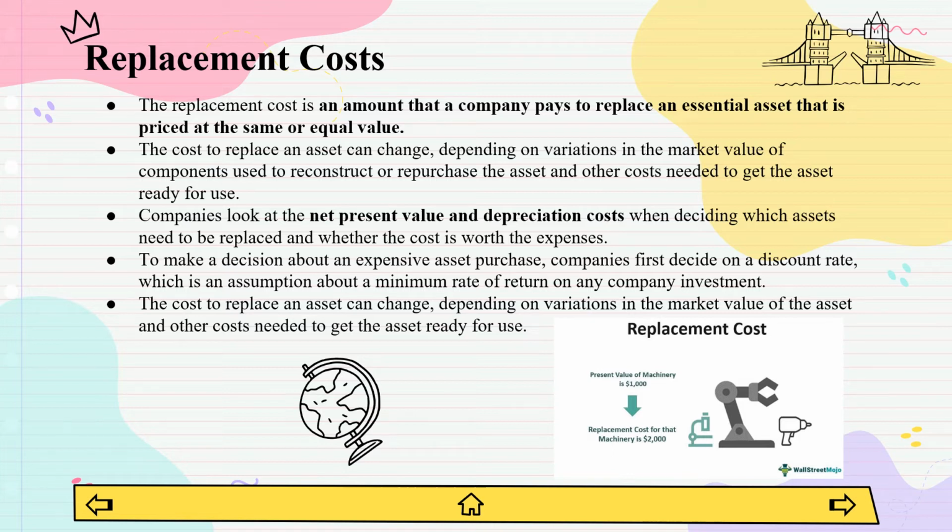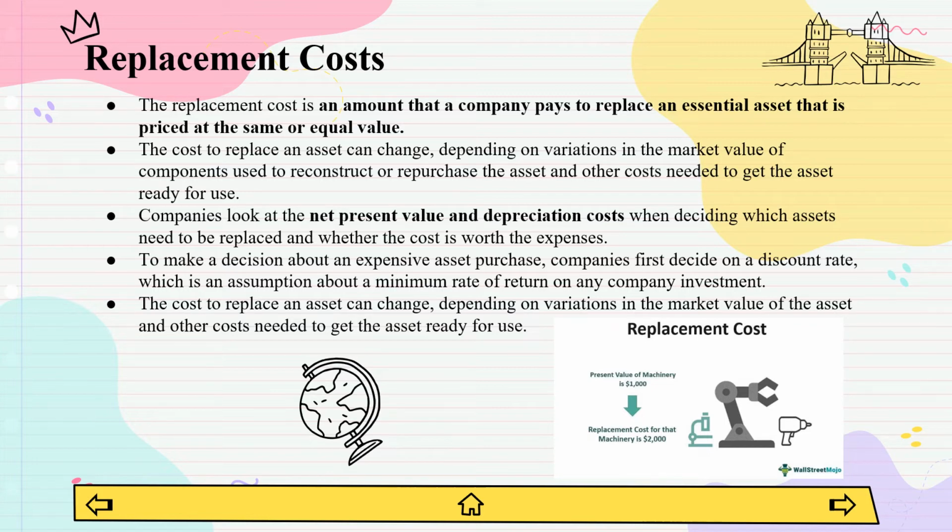Next is replacement cost. The replacement cost is an amount that a company pays to replace an essential asset that is priced at the same or equal value. The cost to replace an asset can change depending on variation in the market value of components used to reconstruct or repurchase the asset and other costs needed to get the asset ready for use. The company looks at the net present value and depreciation cost when deciding which assets need to be replaced or whether the cost is worth the expense.